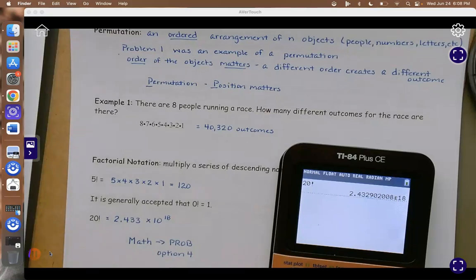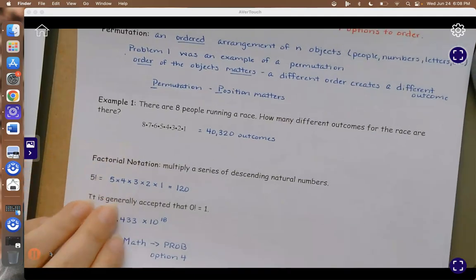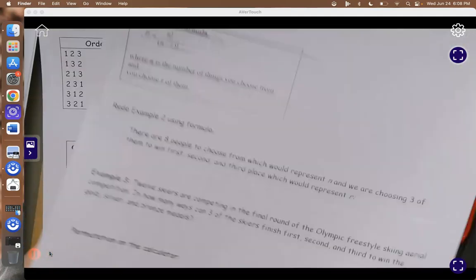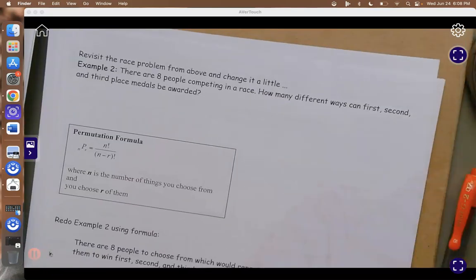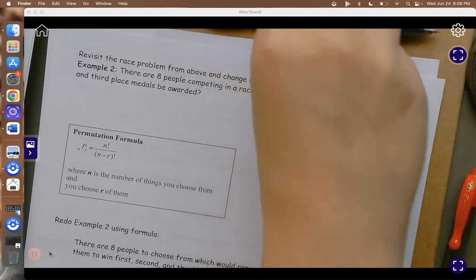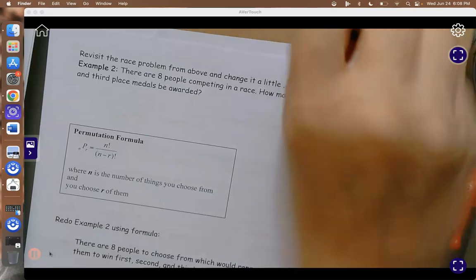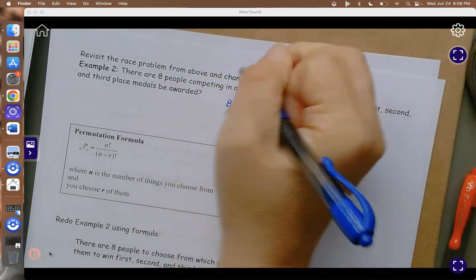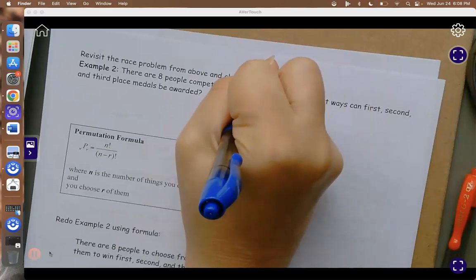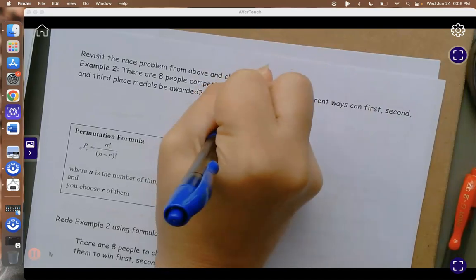Okay. Now, revisit this race problem from above and change it a little. There are 8 people competing in a race. How many different ways can first, second, and third place medals be awarded? Okay, so what we would do, we had 8 people for first. Then after that, we would have 7. So this is first.